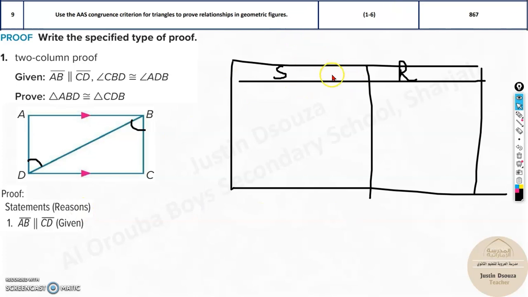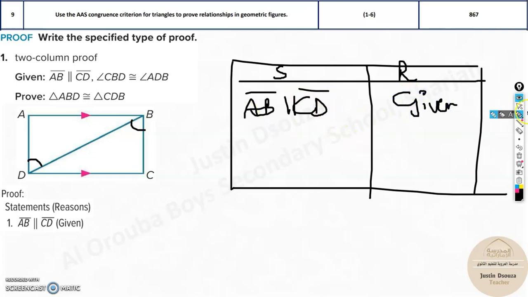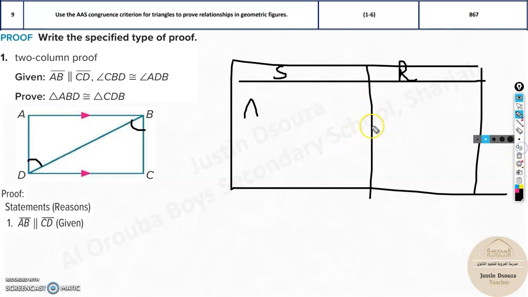This is more preferred. All you need to write over here is: AB is parallel to CD, and the reason is given. In the same way you need to write all the others. So that's it. Just remember this box: statement and reason.